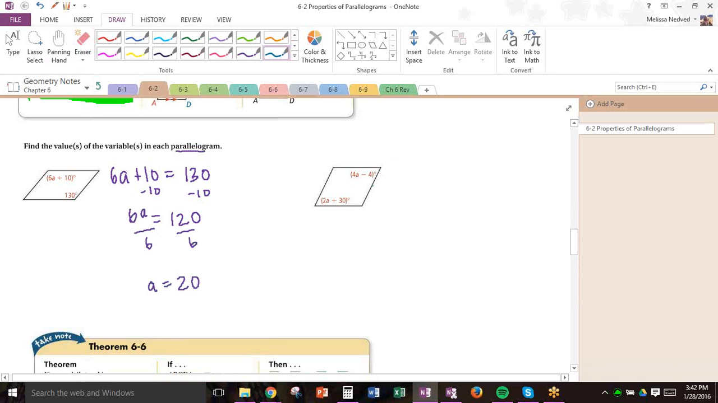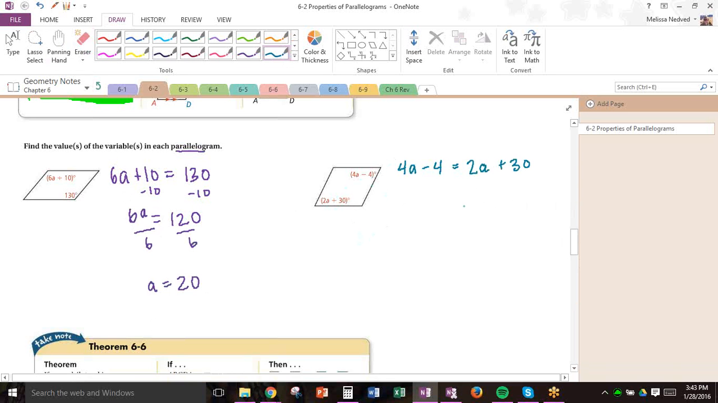Let's look at one more practice problem working with opposite angles being congruent. Again, upper right, bottom left are opposite angles, and we know that they need to be congruent since our properties of parallelograms say opposite angles are congruent. In this case, unlike my last one, I don't know what they're going to equal, but I do know that they should equal each other. So 4a minus 4 needs to equal 2a plus 30.